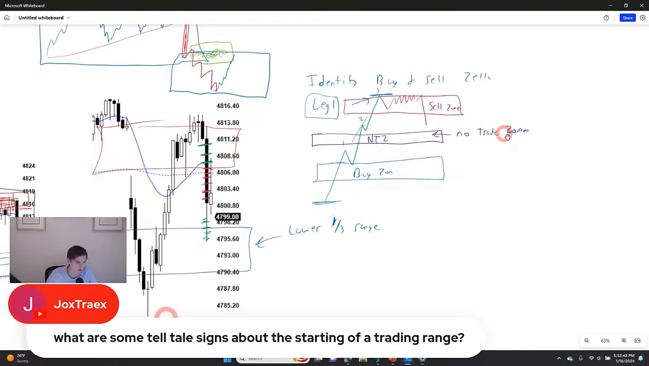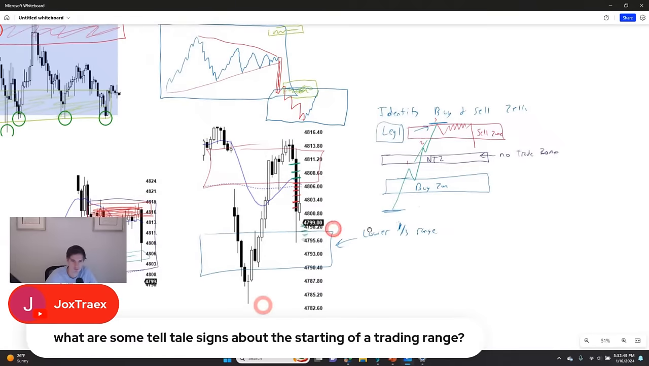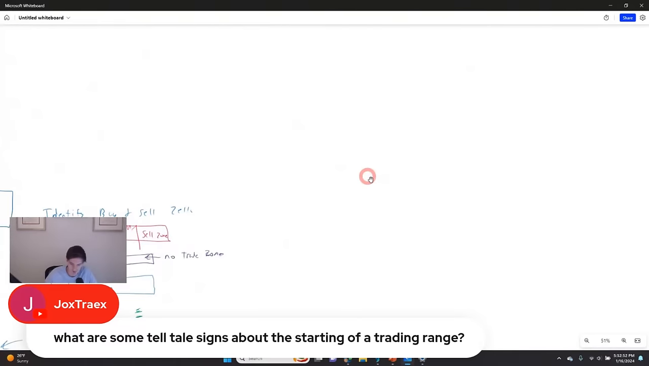So what are some tell signs that the market is starting a trading range? Maybe we can make this kind of a precursor to next week. There's a lot of pieces to cover with the market cycle, but signs of a trading range. So let's think about a trading range.